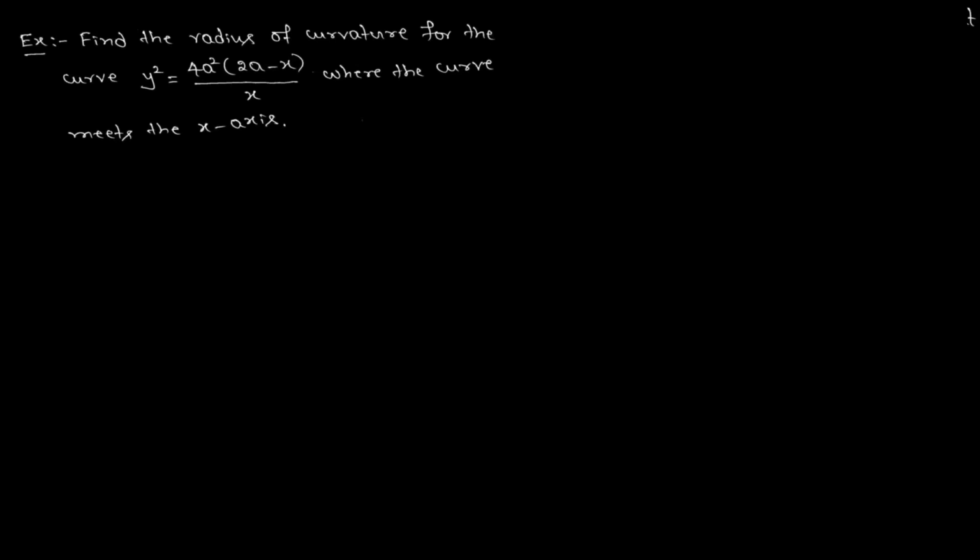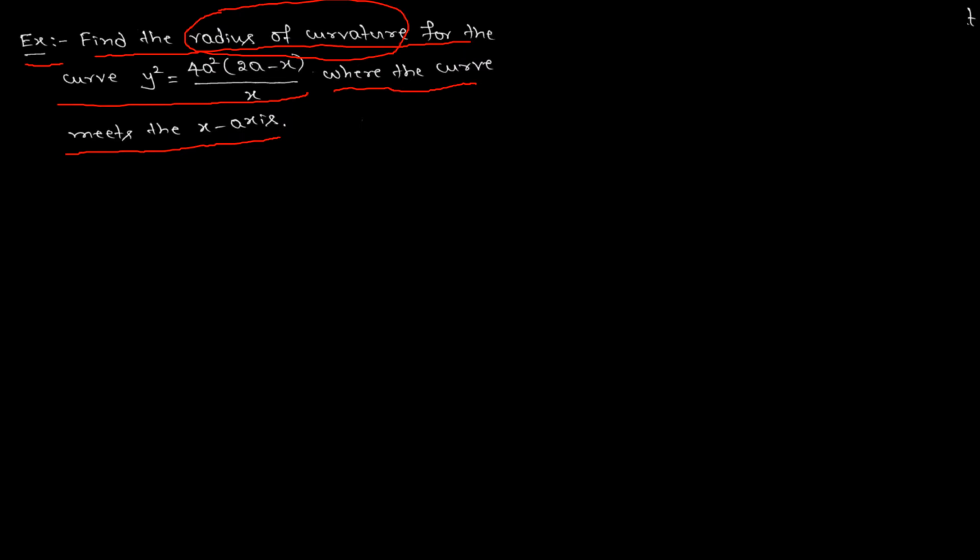Let's take the next problem. Find the radius of curvature for the curve y square is equal to 4a square into 2a minus x whole divided by x, where the curve meets the x-axis. That means we need to find the radius of curvature at the point where this curve meets x-axis.